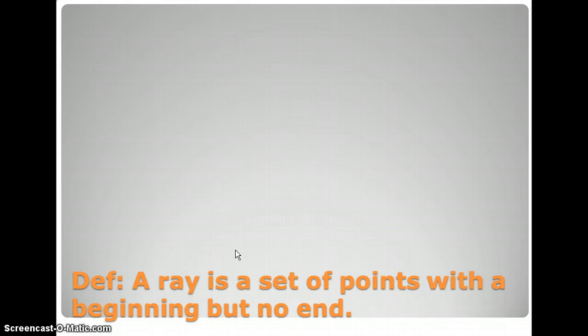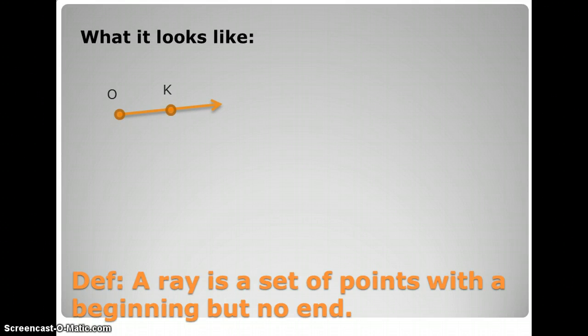A ray is a set of points that has a beginning, but it doesn't have an end. So it's kind of like a segment, but it's going to keep on going. So this is what a ray looks like. It's ray OK. O is our beginning point, and that's very clearly, hopefully, a beginning point because there's nothing before it. And then we have point K that is on the ray, but it's not where it stops. It's going to continue on forever, and that's what that arrow means.